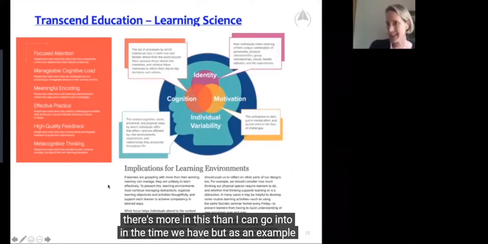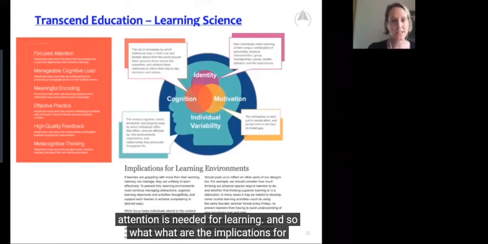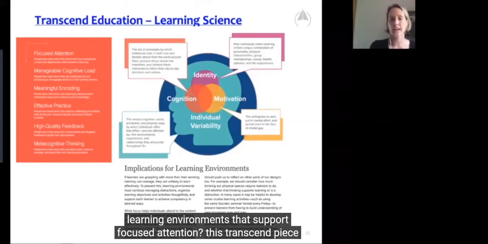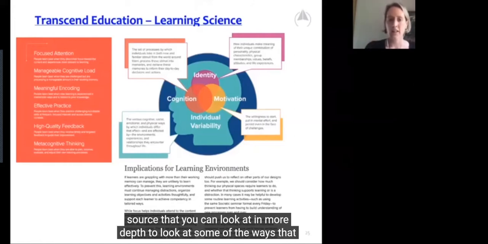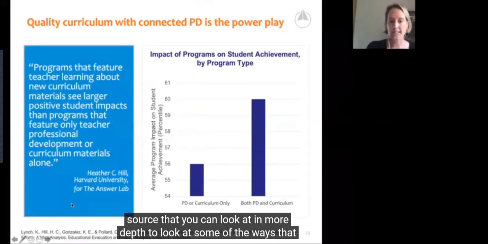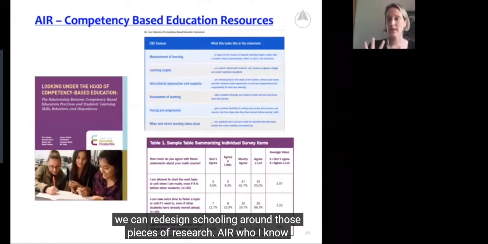There's more in this than I can go into in the time we have, but as an example, one of the things we know from research about cognition is that focused attention is needed for learning. And so what are the implications for learning environments that support focused attention? This Transcend piece goes through each of these. We'll go ahead and put this into the chat as a source that you can look at in more depth to look at some of the ways that we could redesign schooling around those pieces of research.